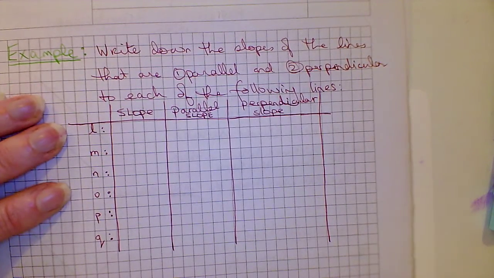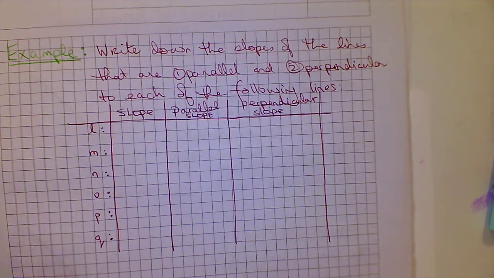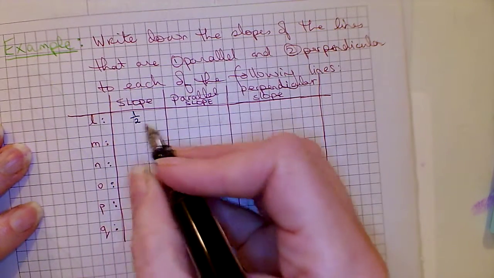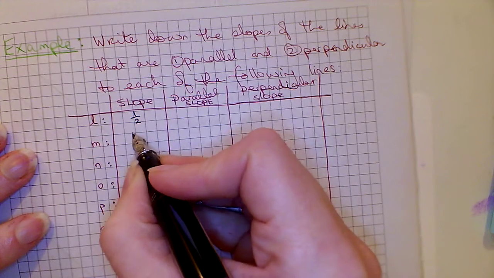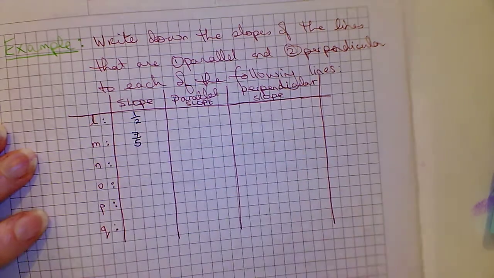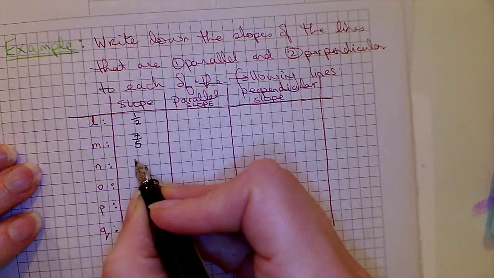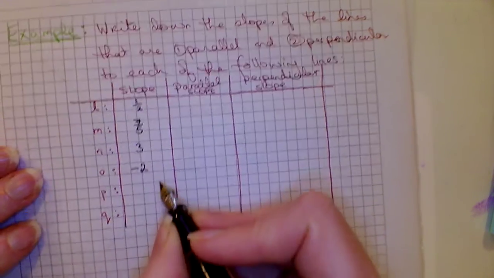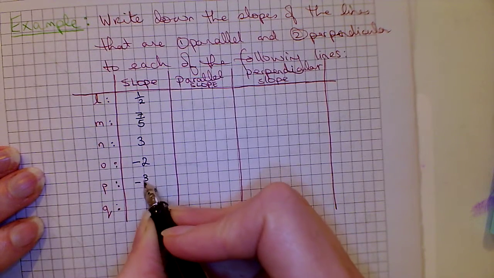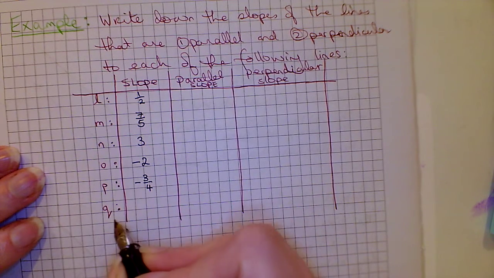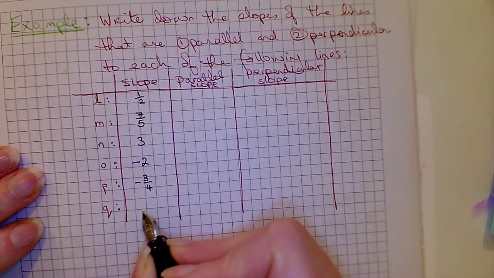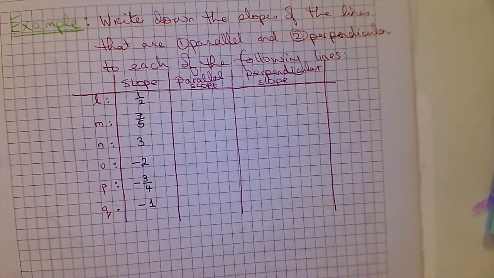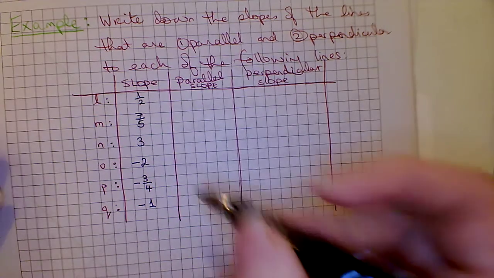So let's look at this. So the slope of L, we're going to say, is 1/2. The slope of M is going to be 7/5. We can have top-heavy fractions like that. The slope of N is going to be 3. The slope of O is going to be -2. The slope of P is going to be -3/4. And the slope of Q is going to be -1.